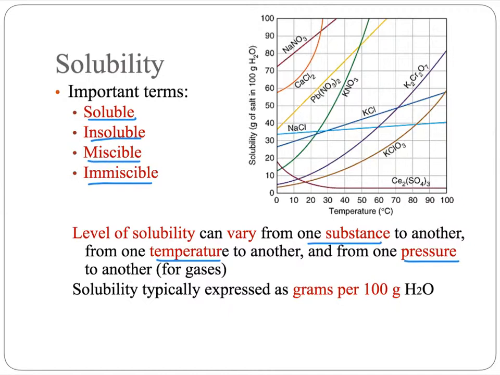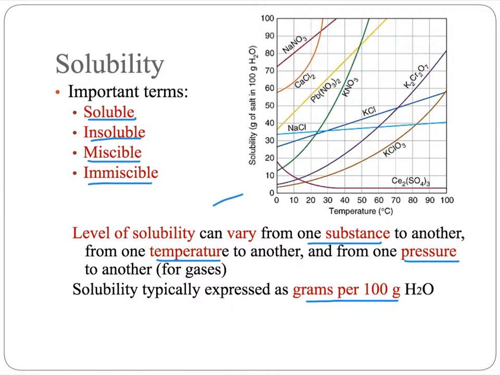Solubility, the amount of solubility or the level of solubility, is typically expressed as grams per 100 grams of your solvent. And in water, of course, 100 milliliters could be used instead of 100 grams, since water's density is 1 gram per milliliter.